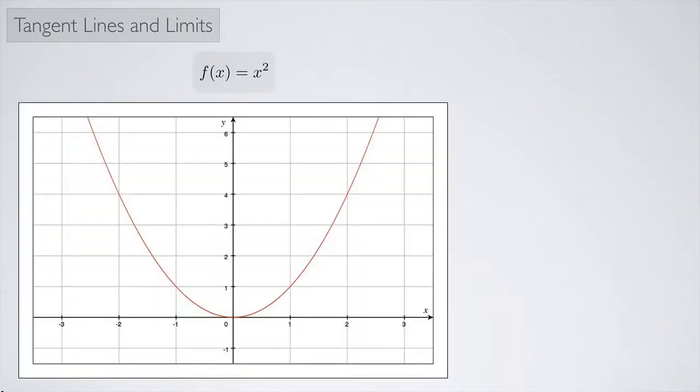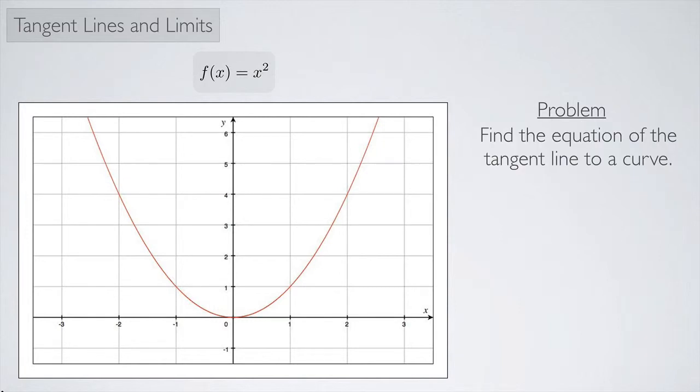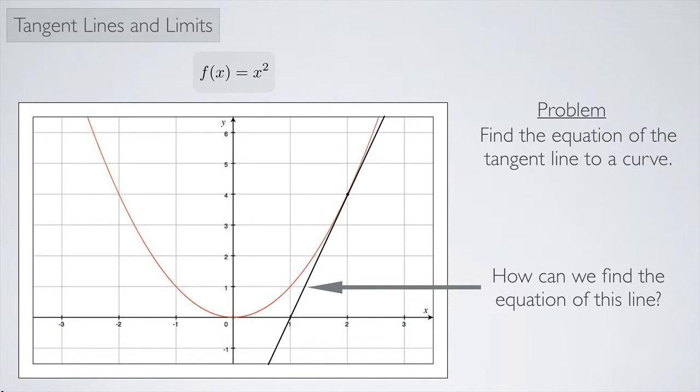Consider the function f of x equals x squared. Here's a graph. We know that this is just your standard parabola. And one of the questions we want to look at is, how do we find the equation of the tangent line to a curve? So for example, if we have a point here and we draw a tangent line through that point, how could we find the equation of this line?